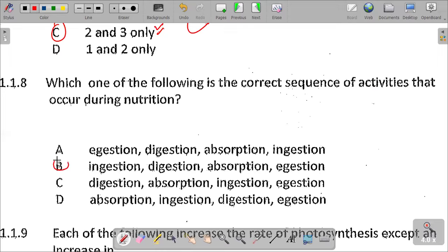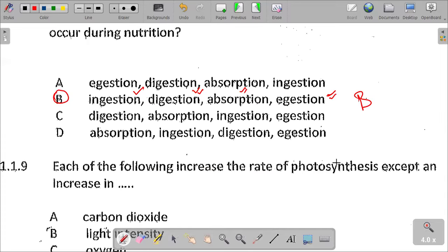So our answer should be B, which has ingestion, then digestion takes place, and then absorption takes place. Lastly, we have egestion, which is the release at last. The residue is released out. So our answer is B, the correct sequence of activities that occur during nutrition.